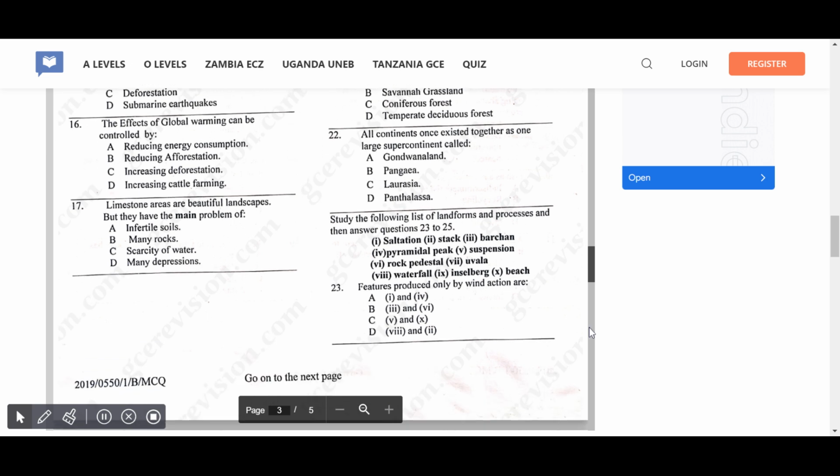Question 23. Study the following list of landforms and processes and then answer questions 23 to 25. Question 23 says: features produced only by wind action are... The answer is B, which is 3 and 6.